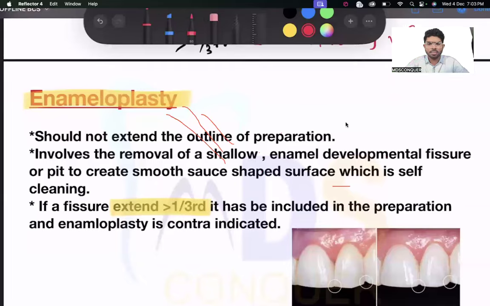Okay, enameloplasty we have discussed yesterday. So when do you perform enameloplasty? Up to what depth of fissure can you do enameloplasty? So yes, up to 1/3, you can perform enameloplasty. That is basically the question.